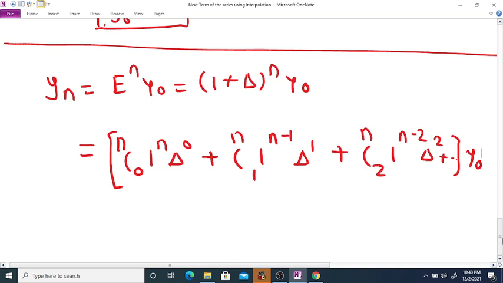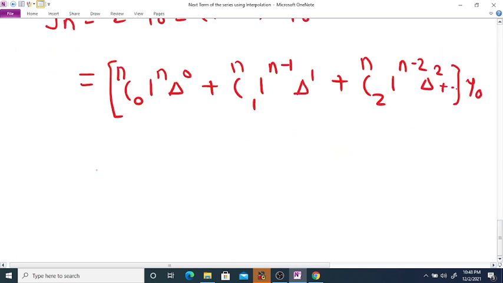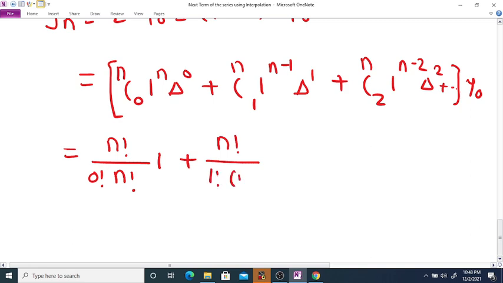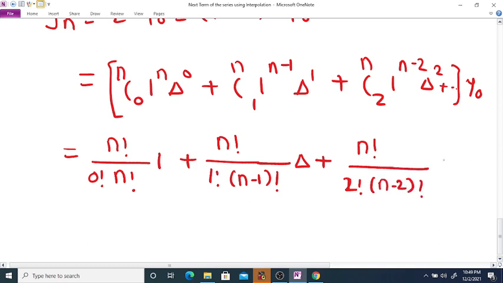So now if you simplify this, nc0 is equal to n factorial divided by 0 factorial into n factorial, 1 raised to n, that is 1, plus nc1 is n factorial divided by 1 factorial n minus 1 factorial into delta, plus nc2 is n factorial divided by 2 factorial into n minus 2 factorial into delta square, or this term is multiplied by y0.